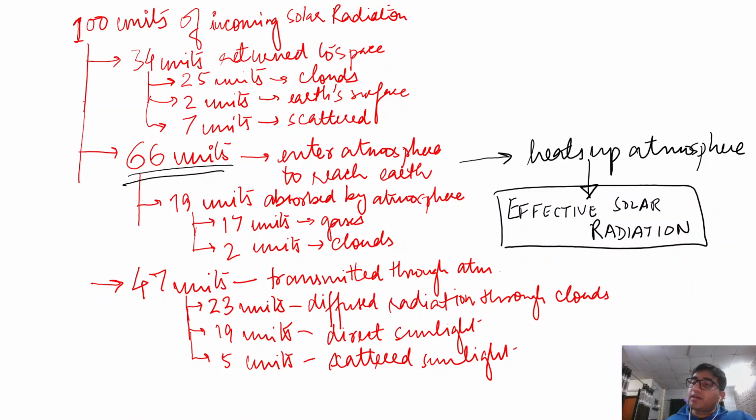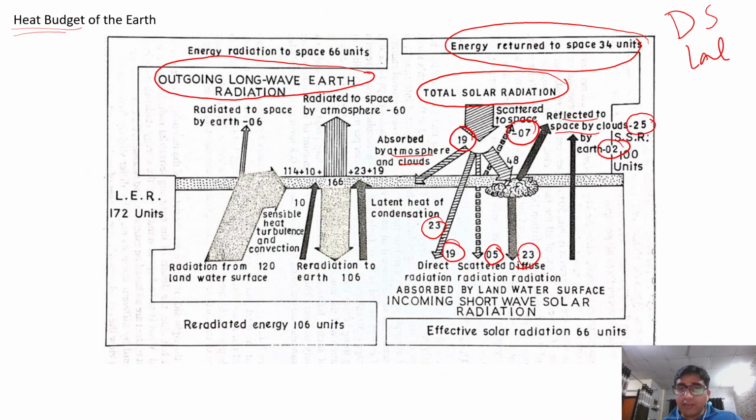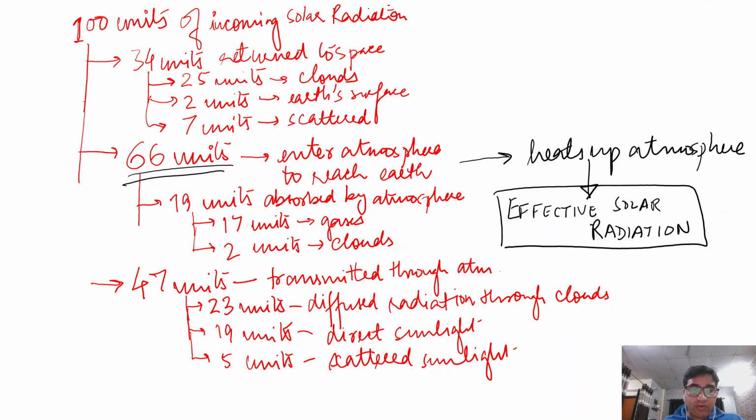Now to maintain the heat balance, a similar amount of heat should be radiated back to the space. So if we look at the right hand side of this diagram, we saw here that of the 100 units, earth has only 66 units to heat up or to run its systems. But to maintain the heat balance, what needs to be done? Let us see that. I'll add one more slide to this.